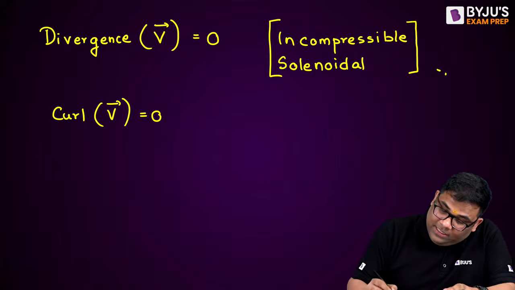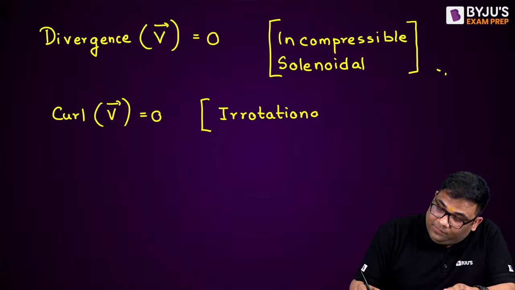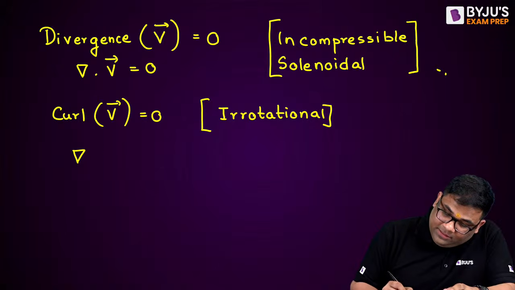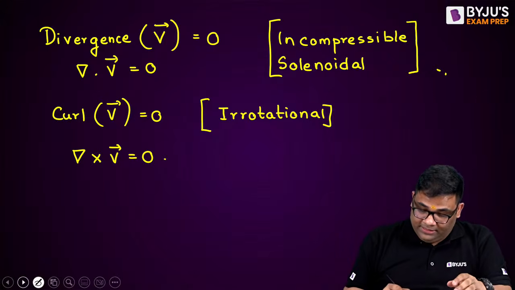And when the curl is 0, that means it is irrotational, right? So divergence means this one is 0 and curl means this one is 0. Based on this conclusion, a lot of questions are asked. Let us solve those questions.